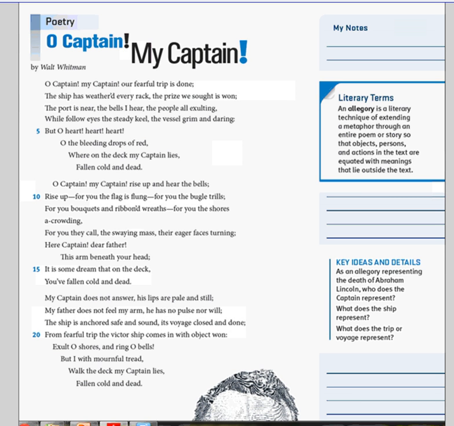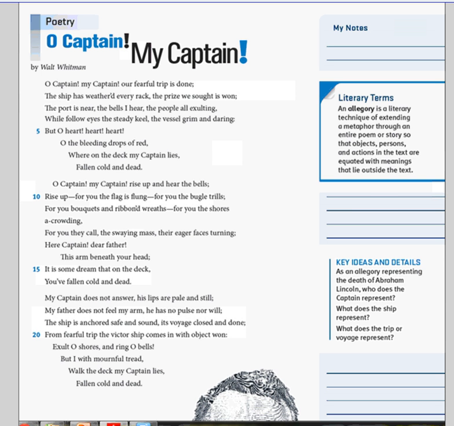Okay, that's going to bring us to our second piece of text, which is the poem, "O Captain, My Captain." What we need to do with this poem first is understand what an allegory is. If we don't know what an allegory is, we're not going to understand the concept of this poem whatsoever. So I'm going to ask someone to read the literary term about an allegory, and then we're going to highlight the key ideas for it.